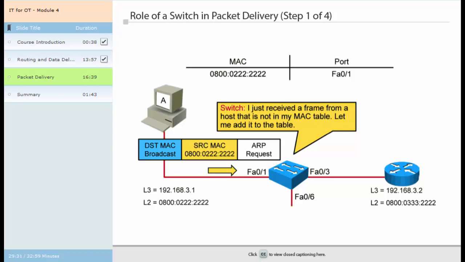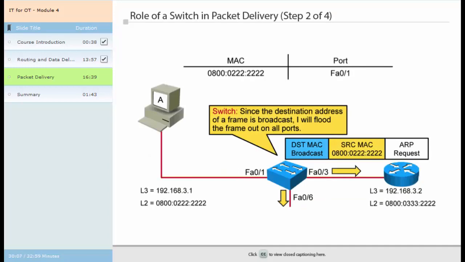In this example, host A has sent out an ARP request. When the switch receives the frame, the switch needs to forward the frame out on the proper port. However, in this example, the source and the destination MAC addresses are not in the MAC address table of the switch. The switch can learn the port mapping for the source host from the source MAC address in the frame, so the switch will add the port mapping to the table. In this case, the source MAC address from the frame will be referenced to port FA0/1, the port on which the frame has been received.